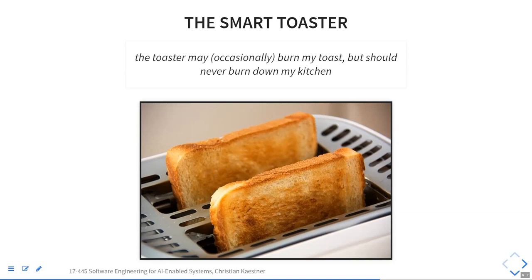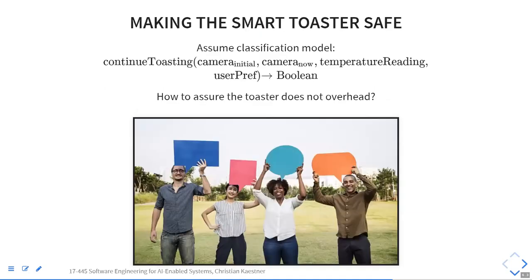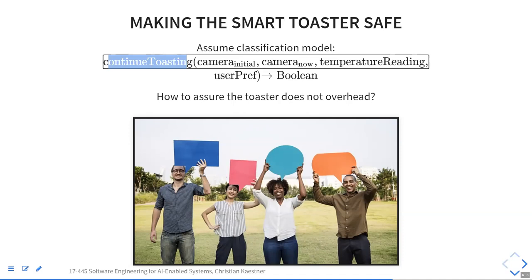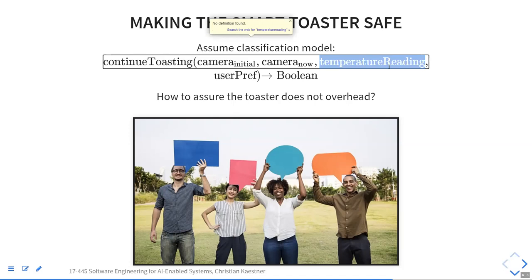Right, so set certain limits, hard code time off, so it shouldn't toast for more than 5 minutes. If you have another sensor, monitor the maximum temperature and shut it off if it goes beyond this, right? So assume you have a function continue toasting that you're learning based on some camera image in the beginning of how the toast looked before you toasted it, the camera image now, and then some temperature reading and some user preferences, and it just tells you, should I continue toasting or not? Right, then you already said you could just stop at some point. If I've been toasting for more than 5 minutes, stop. If I already have the temperature reading, if it goes beyond a certain threshold, stop.